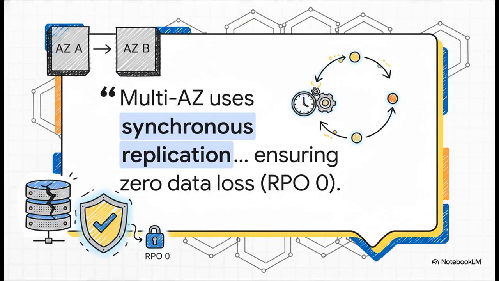When your app writes something to the database, the transaction isn't considered done until it's written to the database in both data centers. So what does that mean? It means if your primary data center fails, you have a recovery point objective, an RPO, of 0. That means 0 data loss. It is one of the single most powerful resilience features you can just flip on.